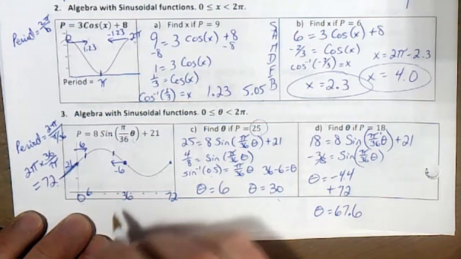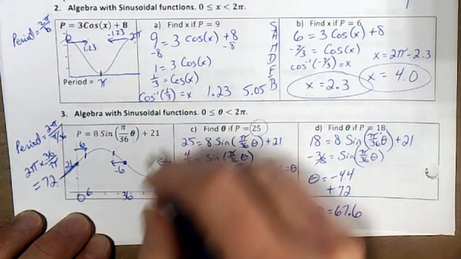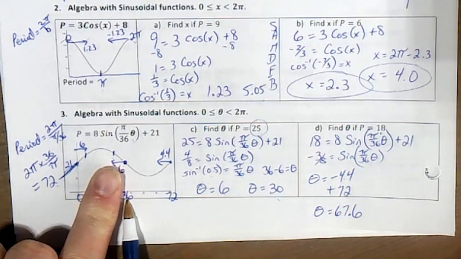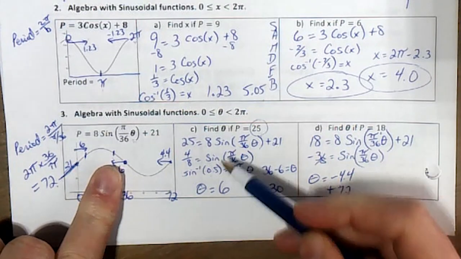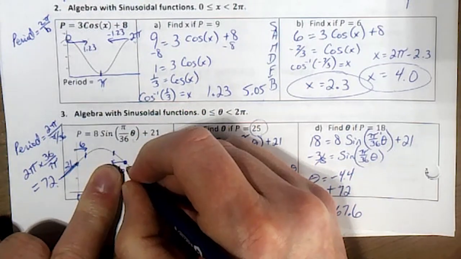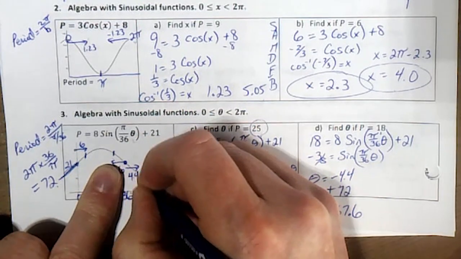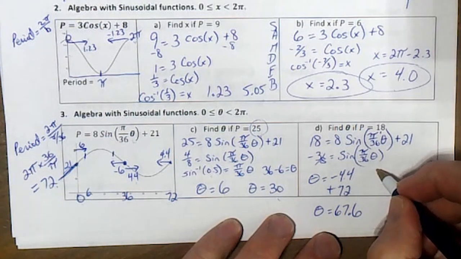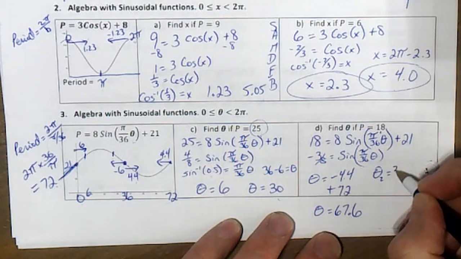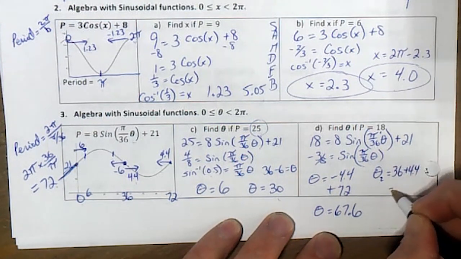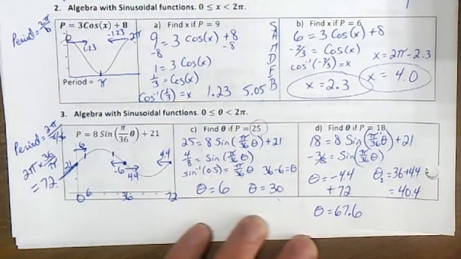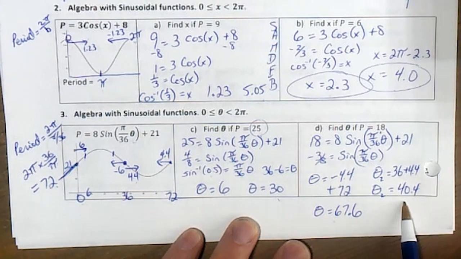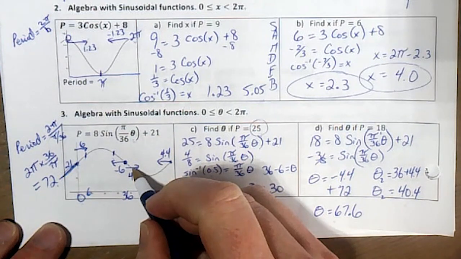Now, the second answer is using the midpoint. 36 is halfway, half the period. And we know we went 4.4 this way. So now we have to take the 36 and add 4.4 to get the second answer. So first answer, 67.6. Second answer, 40.4.